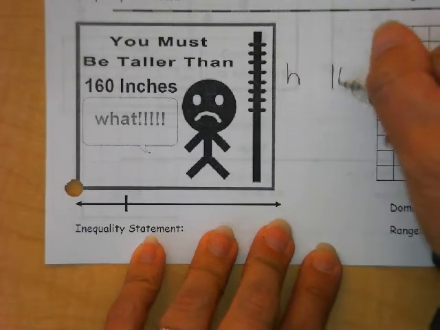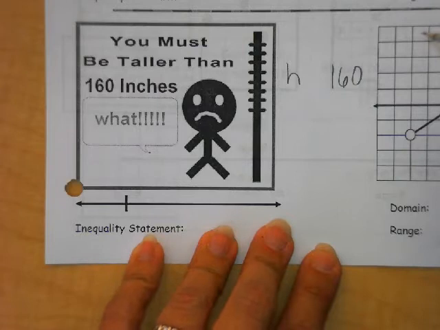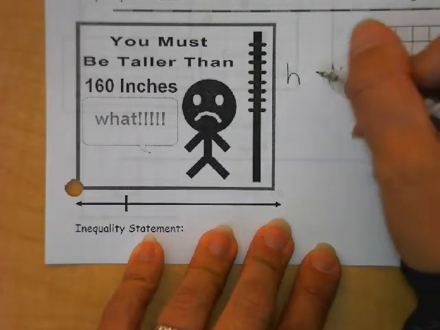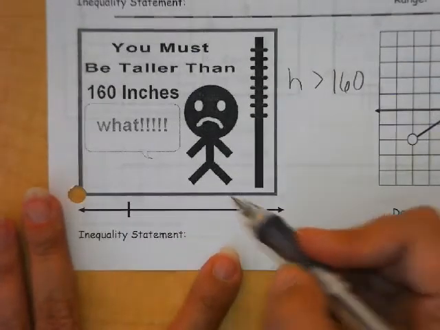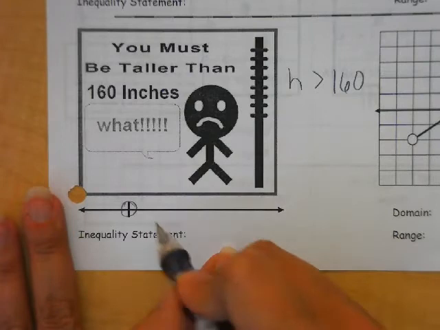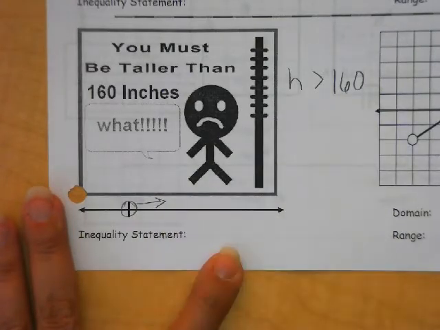So, height. How does your height compare to 160 here? Greater than, thank you. All right, so is that an open or a closed circle? Open, arrow to the right. Okay, so you feel good about that?